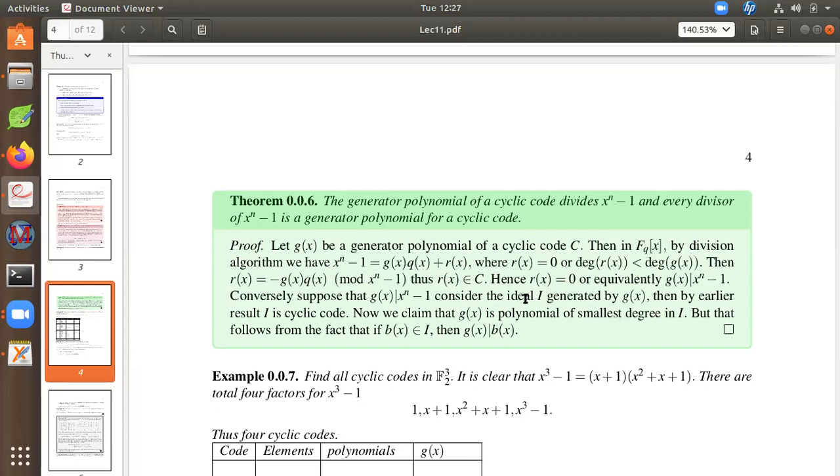This result is telling us that the number of cyclic codes is equal to the number of divisors of x^n minus 1. Earlier I just gave examples. Today we are proving it. But proofs are very simple.